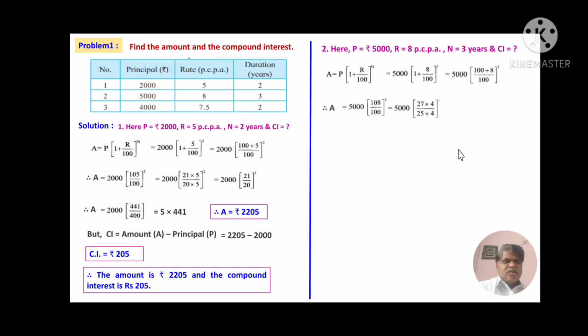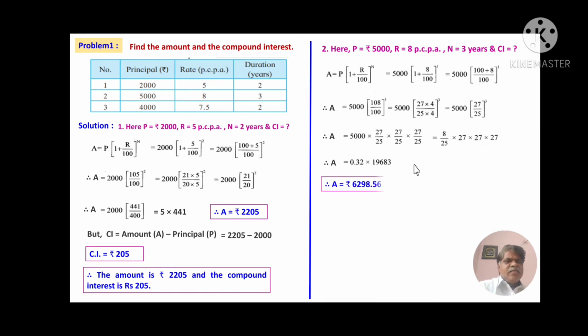So 5000 into bracket 27 into 4 upon 25 into 4 raised to 3. Again we will simplify: 5000 into bracket 27 upon 25 raised to 3. The 4 cancels. Next step will be A is equal to 5000 into 27 upon 25 into 27 upon 25 into 27 upon 25. After simplification we get 8 upon 25 into 27 into 27 into 27. So I can simplify A is equal to 0.32 into 19683. The product of this will give the value of A, which is equal to 6298.56.